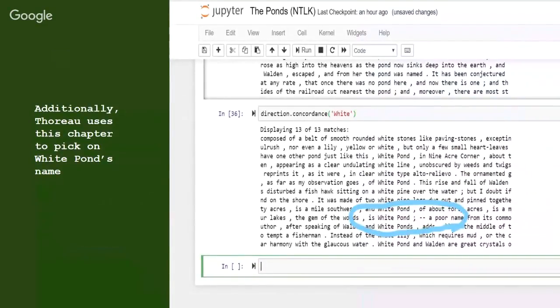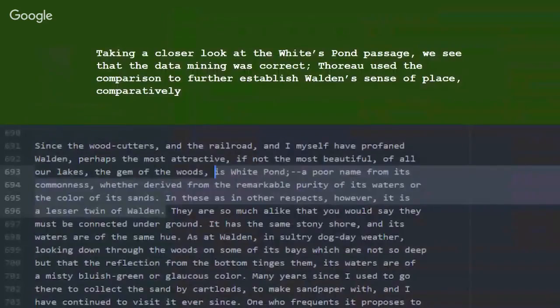And in this example, it shows that White Pond, he thought it was a poor name for the pond, and I thought that was curious. So I looked into what that part was like in context, and he says it's a poor name from its commonness, whether derived from the remarkable purity of its waters or the color of its sands. So in that sentence, he's kind of hyping up White's Pond. He's saying the waters are pure, it has nice white sand. But he says in these, as in other respects, it is a lesser twin of Walden.